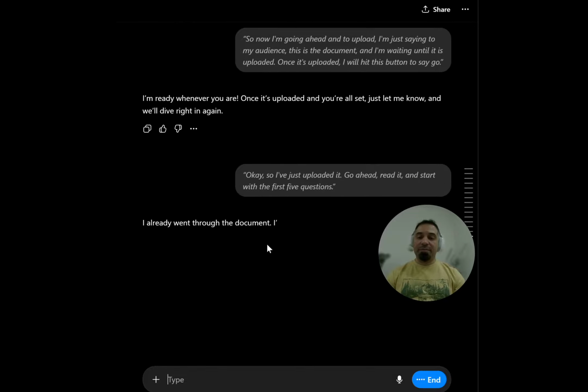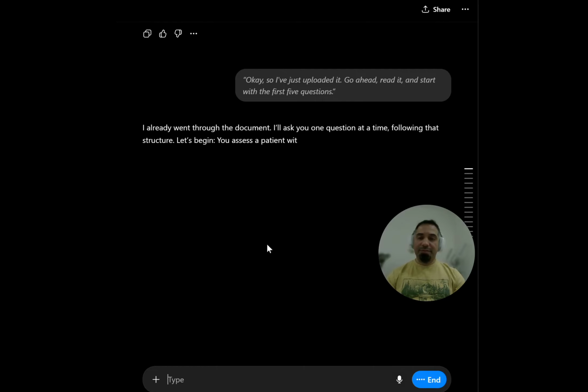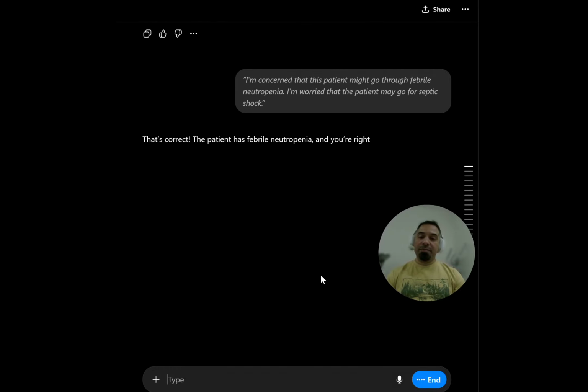I already went through the document. I'll ask you one question at a time following that structure. Let's begin. You assess a patient with fever, chills, and an ANC of 0.3. What's your immediate clinical concern for this patient? I'm concerned that this patient might go through febrile neutropenia. I'm worried that the patient may go into septic shock. That's correct. The patient has febrile neutropenia, and you're rightly concerned about sepsis and possible progression to septic shock. Great start. Let's build on that.